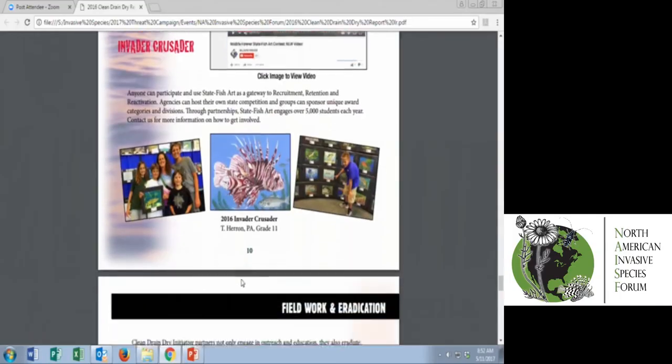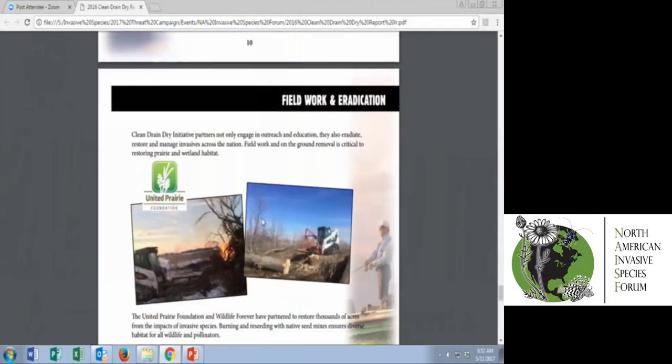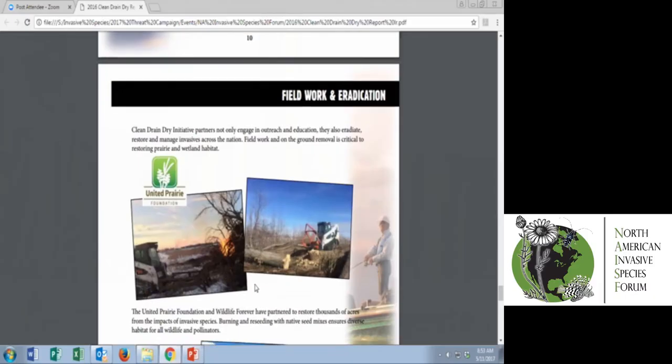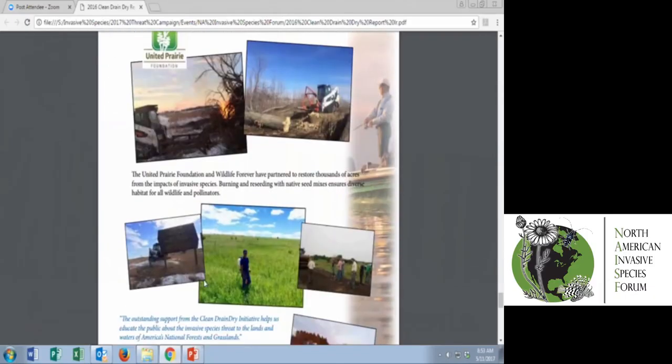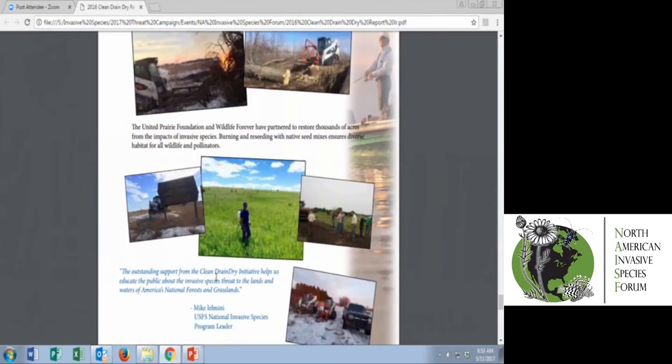Finally, one of the other projects that we work on here at Wildlife Forever is that we do a tremendous amount of field work and invasive species eradication. This page here in our annual report highlights some of the partners that we have, and again, some of the work that we do on the ground. So our program isn't just a branded campaign. It's really implementing the BMPs, and it's really taking it to the people and all the way down to the ground of invasive species removal.